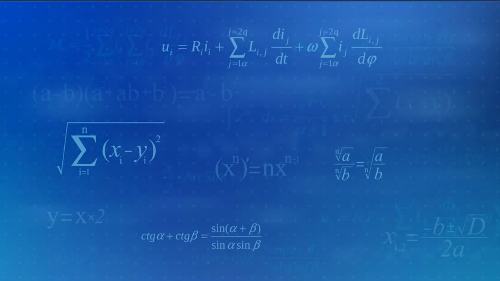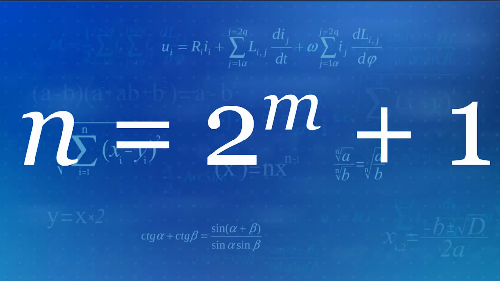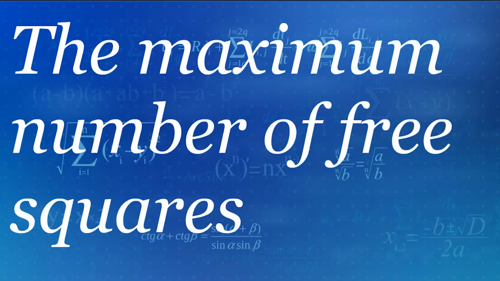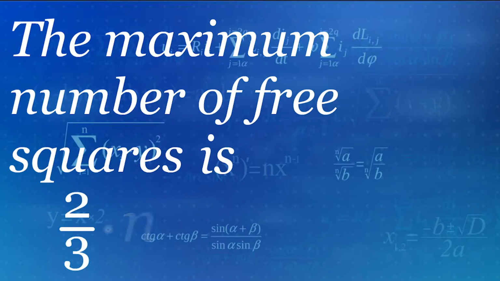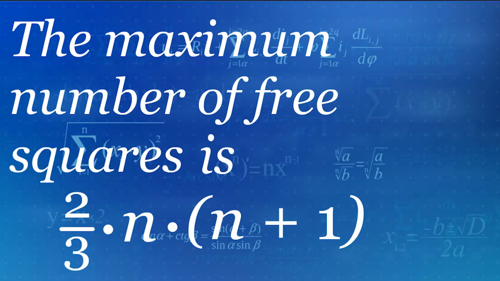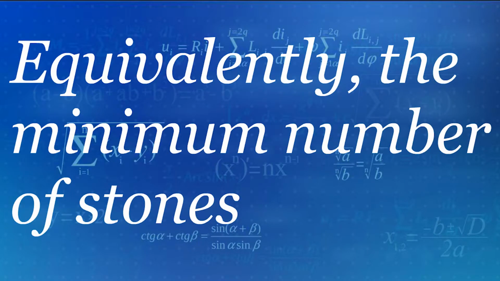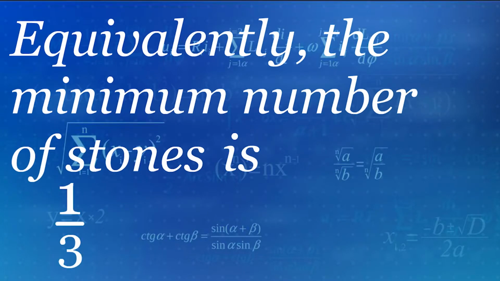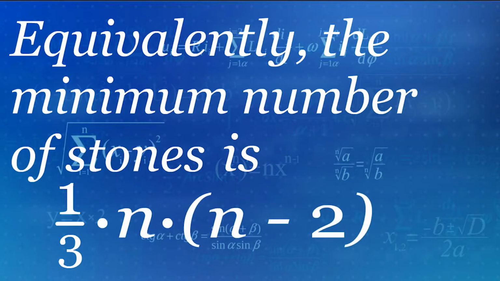We will now prove that in the general case, where n is equal to a power m of 2 plus 1, the maximum possible number of free squares, such that our snake cannot overrun itself, is exactly 2/3 multiplied by n multiplied by (n plus 1) minus 1. Equivalently, the minimum possible number of stones, such that our snake cannot overrun itself, is exactly 1/3 multiplied by n multiplied by (n minus 2) plus 1.